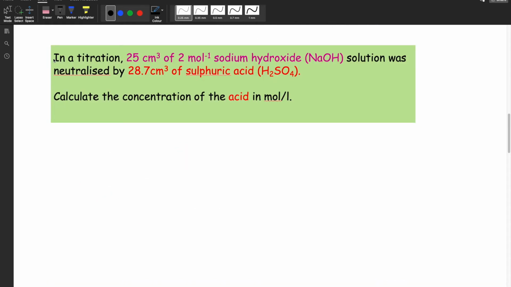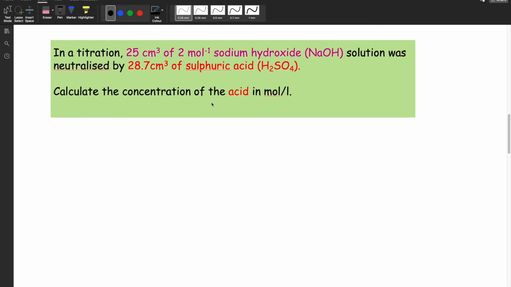Example number 2, and it says, in a titration 25 centimetres cubed of 2 mole per litre sodium hydroxide solution was neutralised by 28.7 centimetres cubed of sulfuric acid, and it gives you the formula for both of them there. Then it asks us to calculate the concentration of the acid again. So we're doing the exact same steps, we are just using a different acid this time.